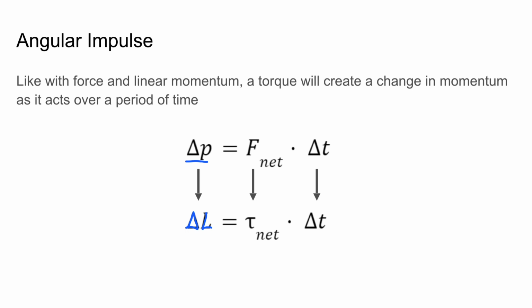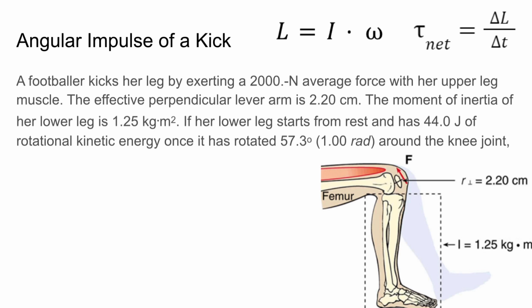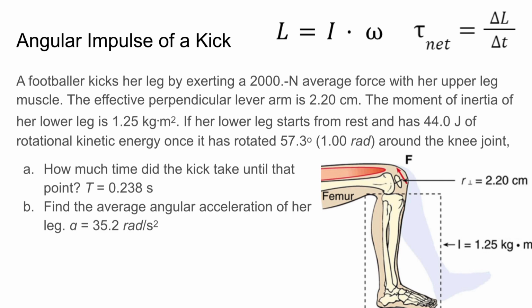So the net torque times time should give us our change in angular momentum, or our angular impulse for an object. And we can rewrite this equation if we wanted to solve for our net torque. So our net torque should equal our angular impulse divided by time. Okay, and we can put that idea of angular impulse into practice with a problem like this, which we are going to practice in class. But if you wanted to take a run at this one right now, you could pause this and work this problem. The answers are on the slide.